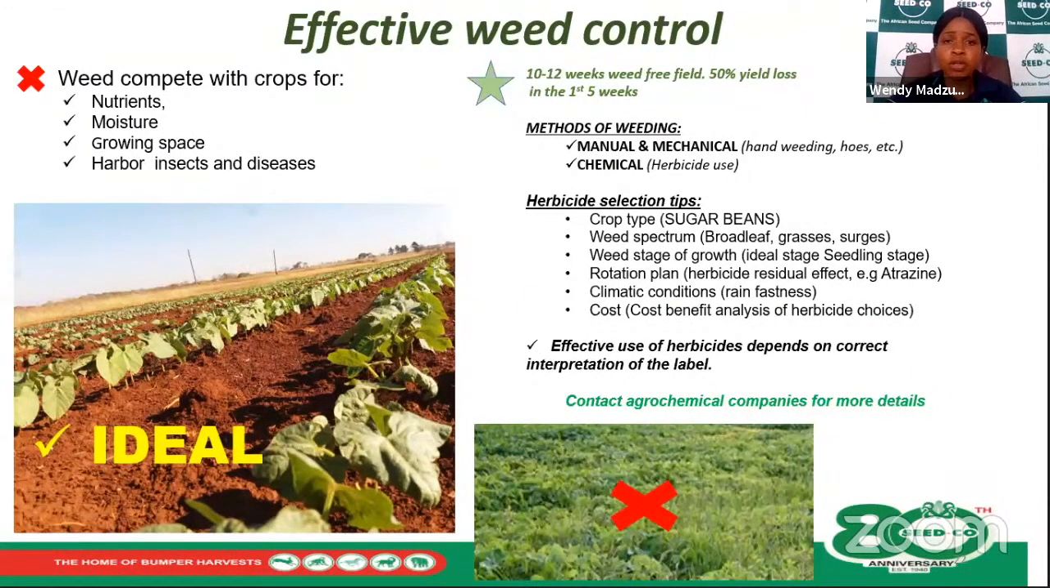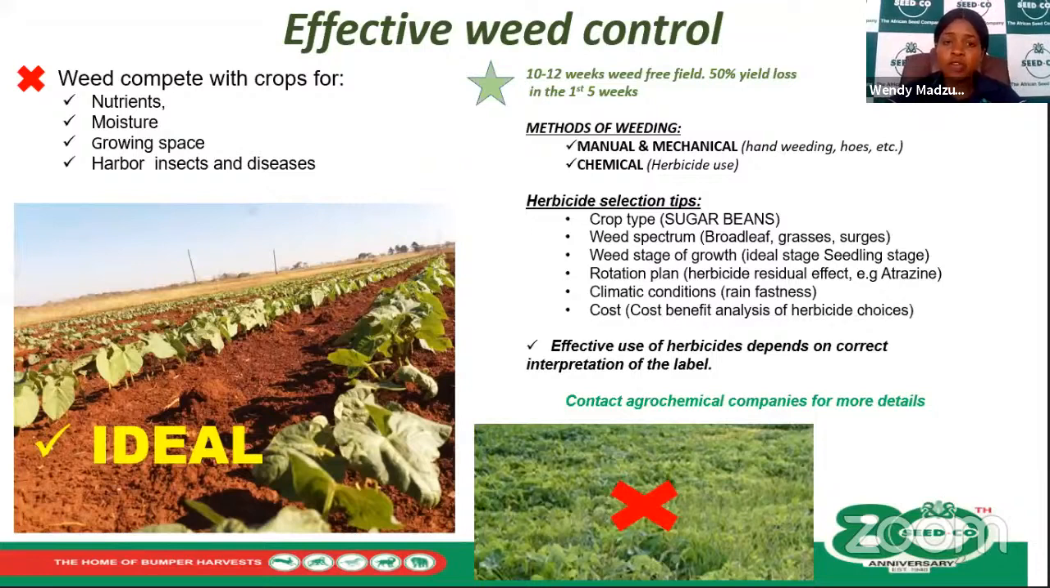You will also need to take note of the weed spectrum, which speaks to whether the weeds are broadleaves, grasses, or sedges. The weed stage of growth: it's ideal for you to control weeds at the 3 to 5 leaf stage, because once they've overgrown, chances are they'll just be shriveled or affected briefly and recover within a few days.